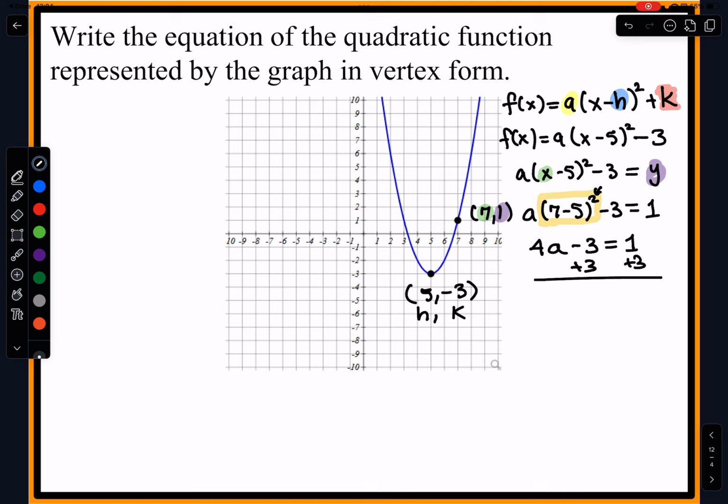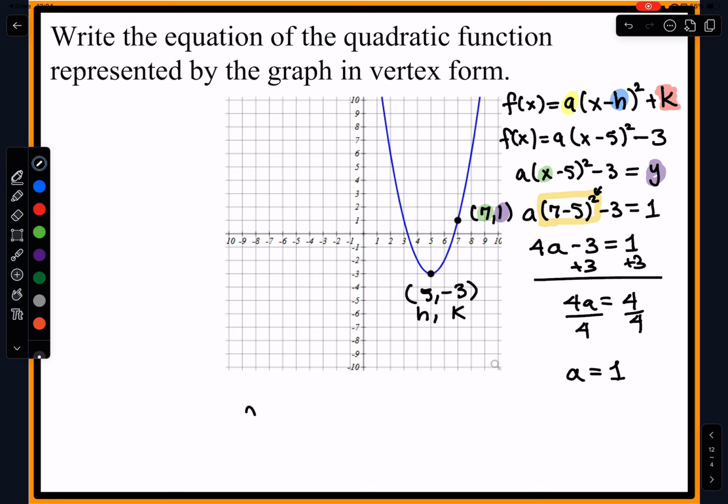This is a two-step equation. We're going to first get rid of the constant. Since we're subtracting 3, we'll add 3, and we're going to end up with the value of 4. And then we're going to divide by that value of 4. And there, we found our value of a. So a does end up equaling 1. So it has the standard width. It hasn't been vertically stretched nor dilated from any other quadratic.